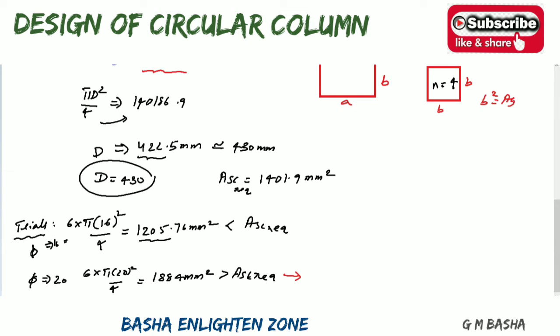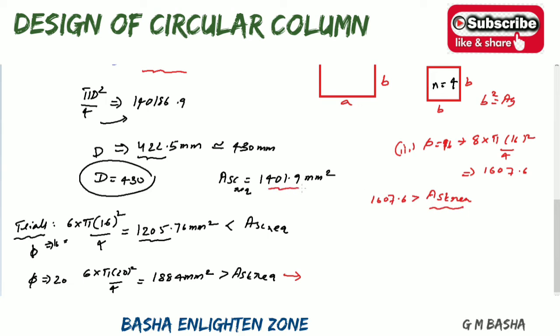See here, I am going for the third trial, that is trial 3. So I am choosing 8 number of bars of 16 dia. So therefore 8 into pi 16 square by 4. If you simplify, you will get the value of 1607.6. So the value obtained here, that is 1607.6, will be greater than the area of the steel required.